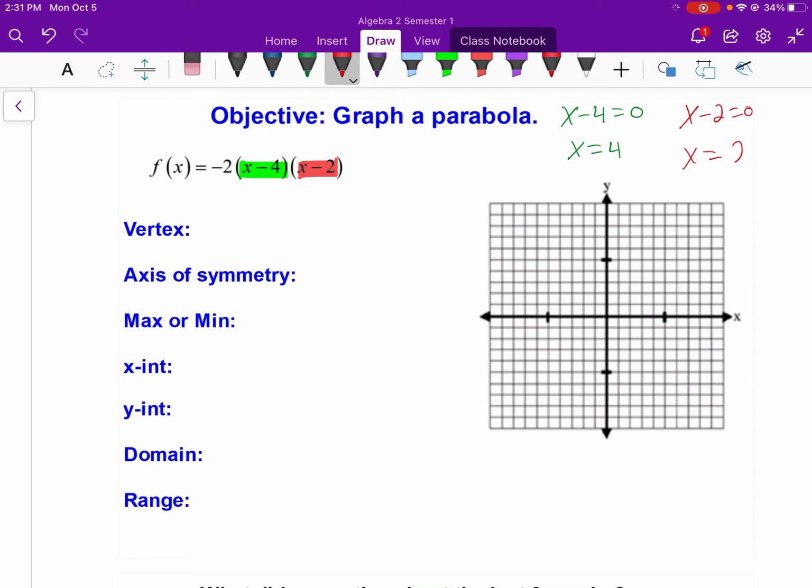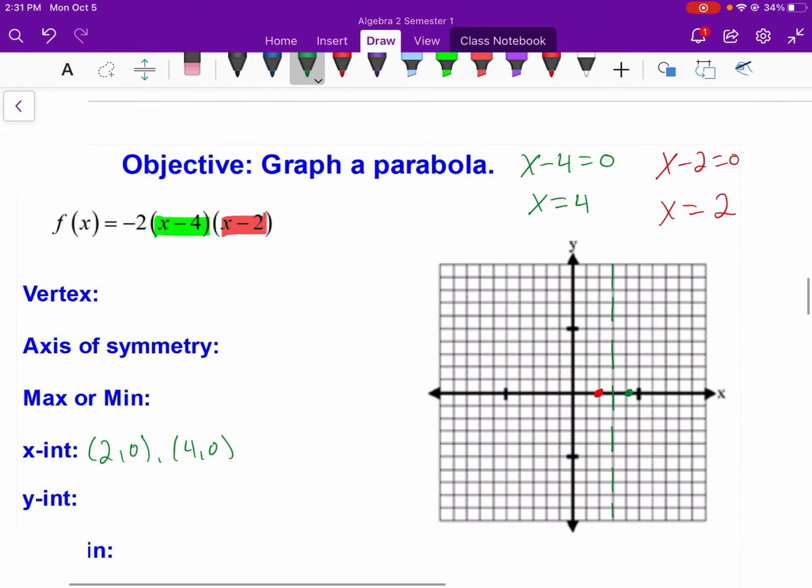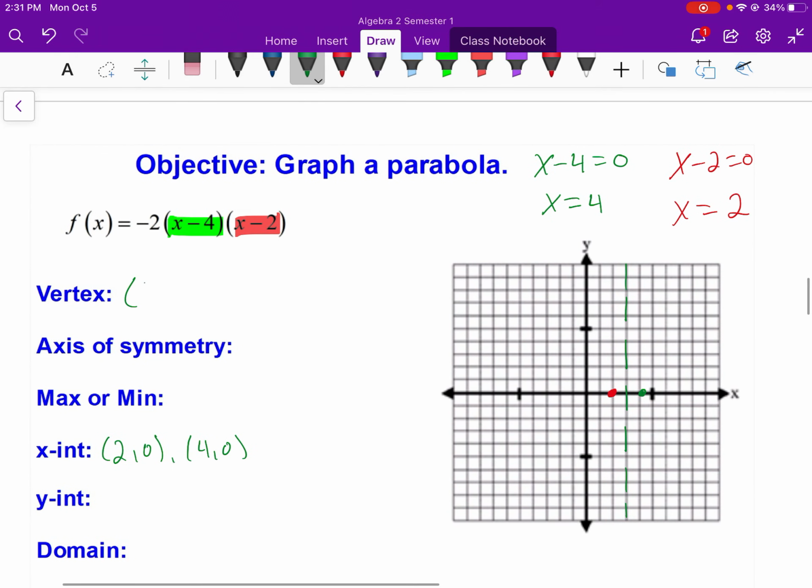So when we do that, we get x is equal to 4, x is equal to 2. So there are our x-intercepts, (2, 0) and (4, 0). Now, since this is symmetrical, we need to find the midpoint between those values, which goes through 3. So that gives us our axis of symmetry. And we also know that the vertex always falls on that axis of symmetry, which gives us the x-coordinate.